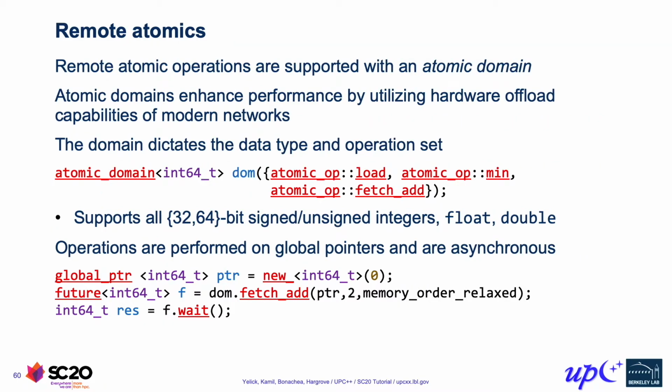However, UPC++ also has remote atomic operations that can take advantage of offload capability of modern network hardware. The fundamental abstraction for remote atomic operations is something called an atomic domain. So the user creates an atomic domain with a particular data type, and currently we support 32 and 64-bit signed and unsigned integers. And then also a set of atomic operations. So in this case here, we have load, min, and fetch add.